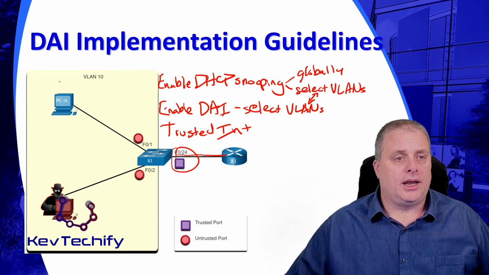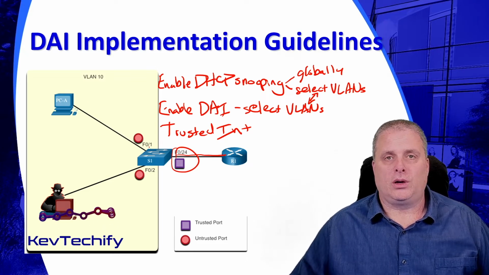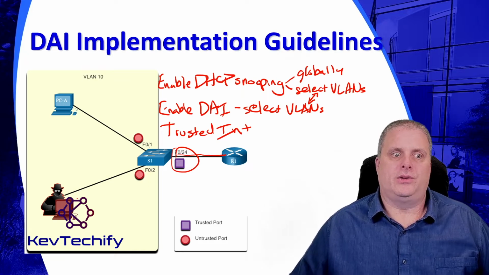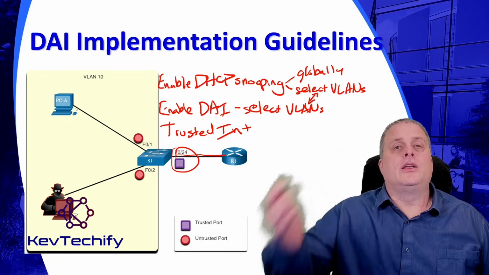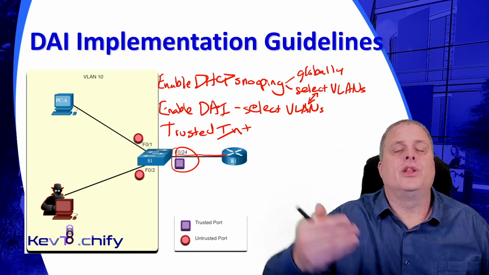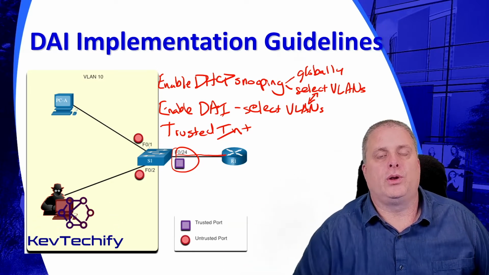And here in this diagram, we have a PC connected into Fast Ethernet 0/1. We didn't trust it, so it's untrusted. We have Fast Ethernet 0/2. That's where our threat actor has plugged his device in. We don't trust it, so it's an untrusted port. Because they're untrusted, we can do some limiting and maybe even shut those ports down if we see some traffic we don't like.